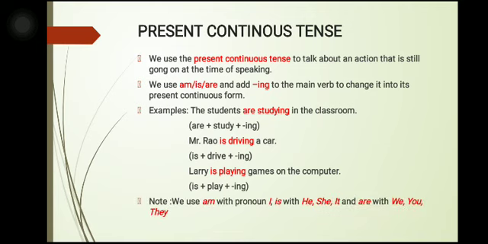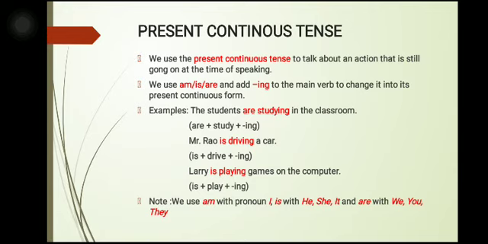Note that we use am with pronouns I, is with he, she, it, and are with we, you, they. As you have already seen in some of the examples, we use am with I. So it would be I am speaking now. You cannot say I is speaking now or I are speaking now. That would be grammatically incorrect.